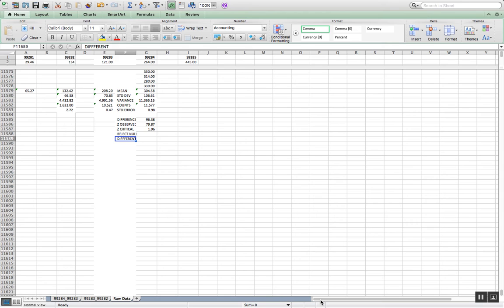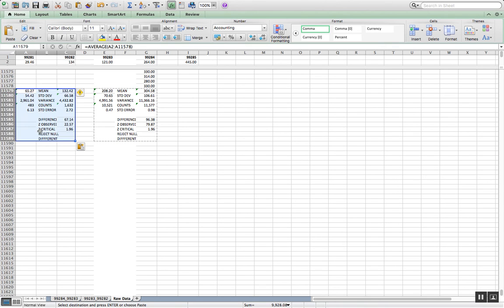Now, suppose I want to make some other comparisons. Well, I now have the ability to do that. And here I can just take these values and I can paste them over here if I want. So Command C to copy. And so I go Command V, and that copies all those cells.